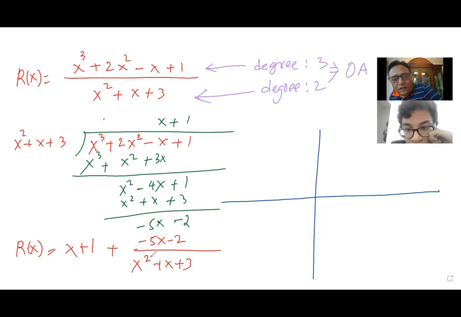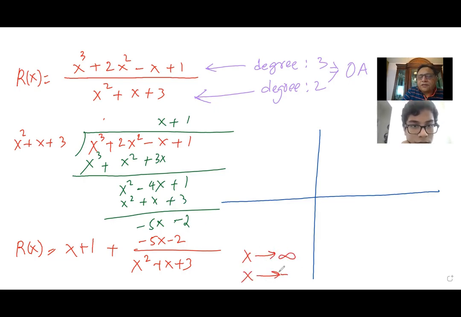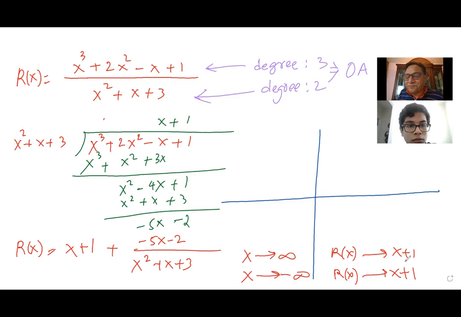Now see, we are trying to find what is an oblique asymptote. So oblique asymptote is defined when x is approaching, let's say, positive infinity or it is approaching negative infinity, correct? If I am approaching positive infinity, then the rational function approaches x plus 1. Do you see that? Even when you approach negative infinity, r of x approaches x plus 1. Do you see that? So this x plus 1 is the oblique asymptote.